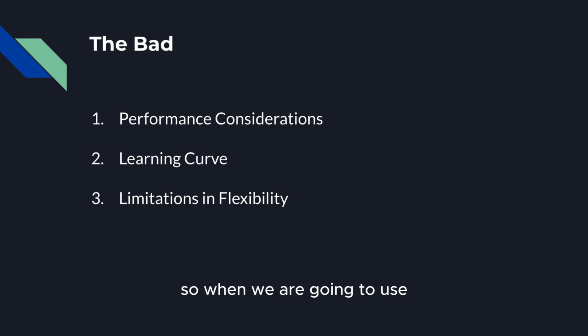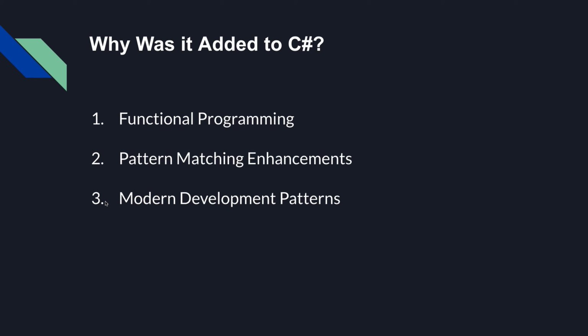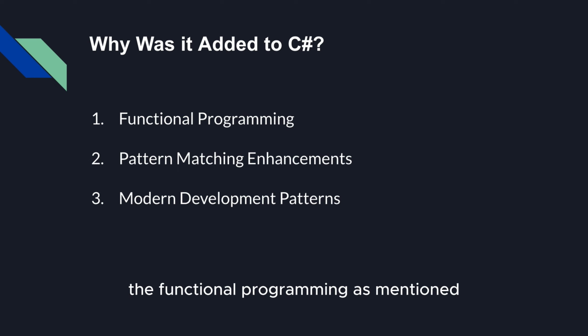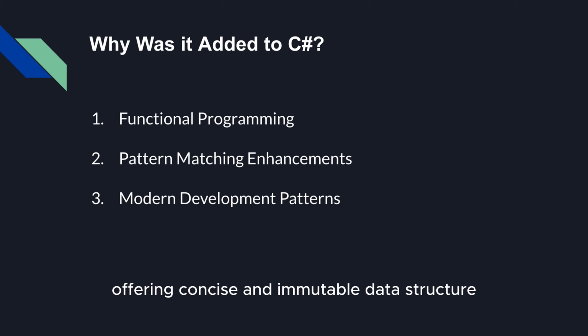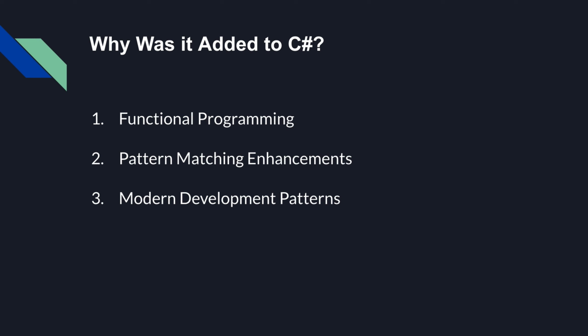So when are we going to use it, and why was it added to C#? The rationale behind the introduction of the record class was multifaceted. The first is functional programming. As mentioned, C# has been gradually incorporating features from functional programming languages. Records align with the paradigm shift, offering concise and immutable data structures.